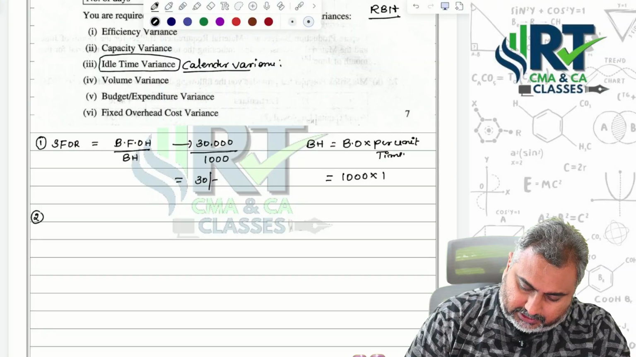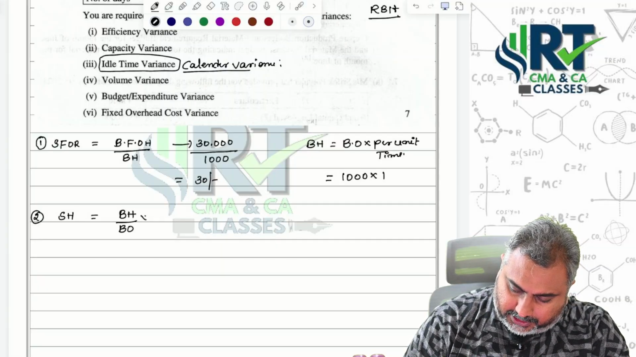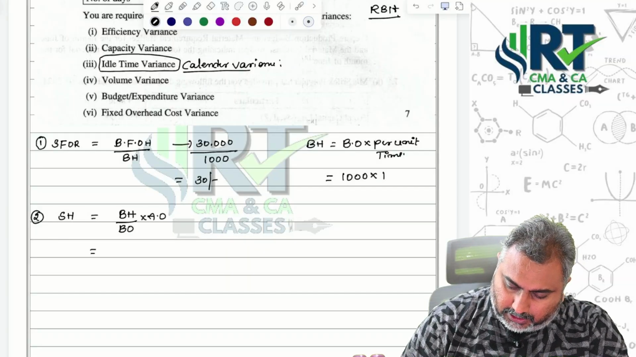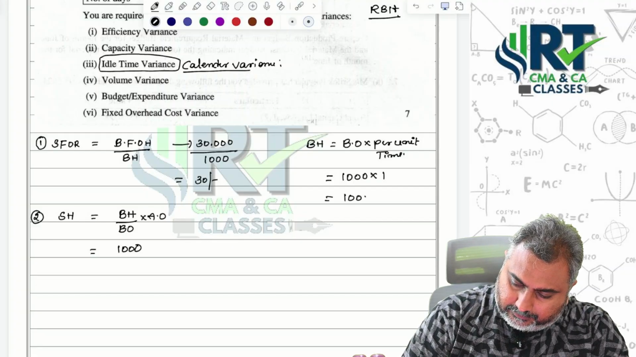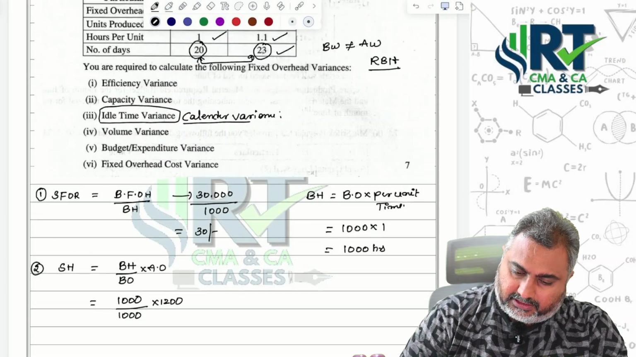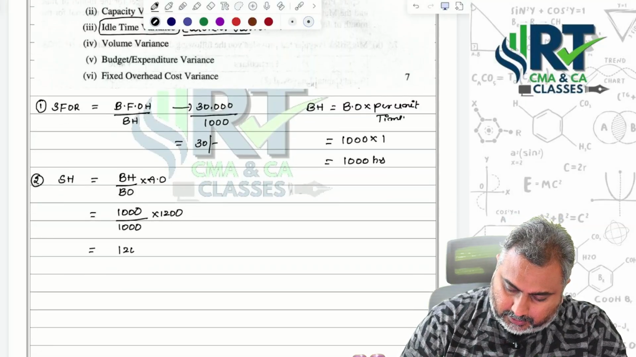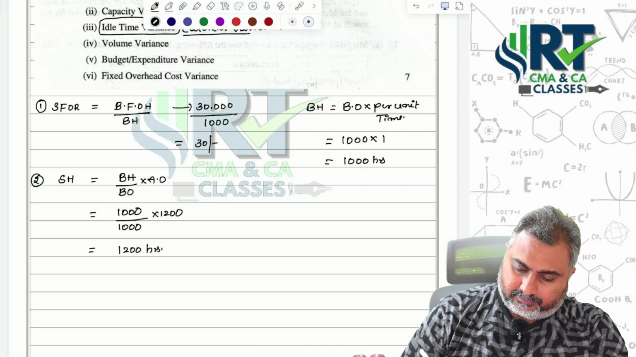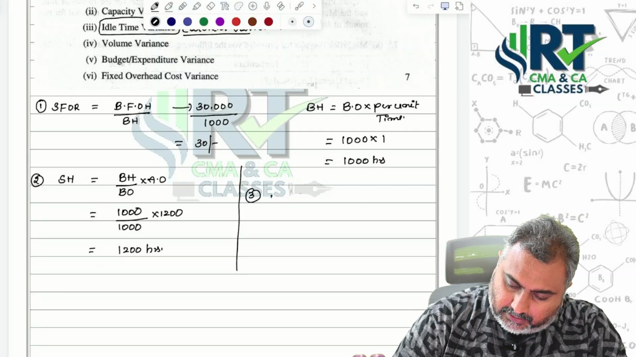Second step is what? Standard hours calculation. What is the formula? Budgeted hours by budgeted output into actual output. How many budgeted hours are there? 1000. How much budgeted output? 1000. What is your actual output? 1200. Already given in the question. Then what is your standard hours? 1200 hours.